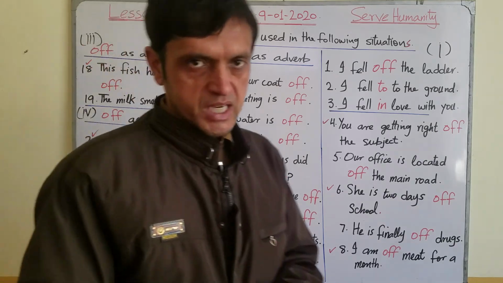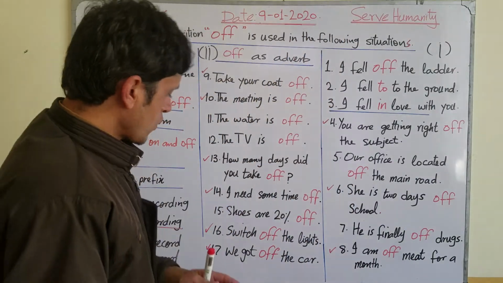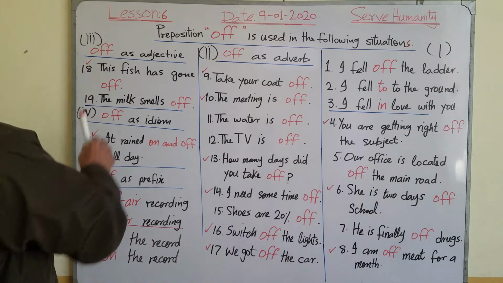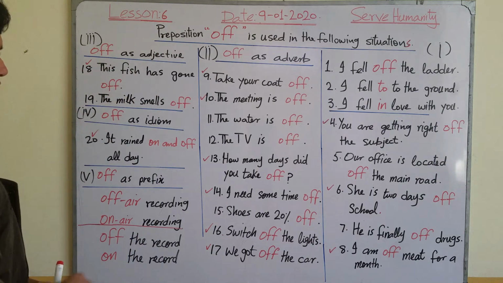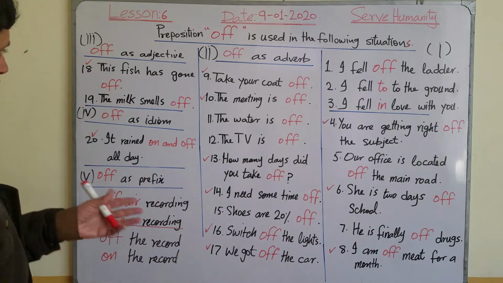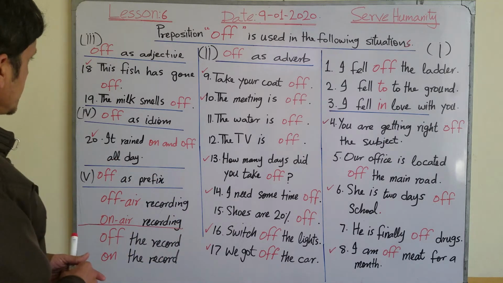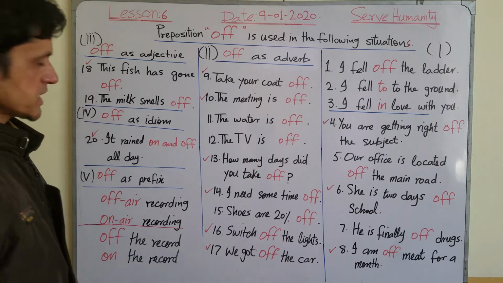Number 17, we got off the car. We got off the car, we got off the bus. We got into the car, we got off the car. Off is an adjective. You know that adjective is a different part of speech. So off is used as an adjective here.